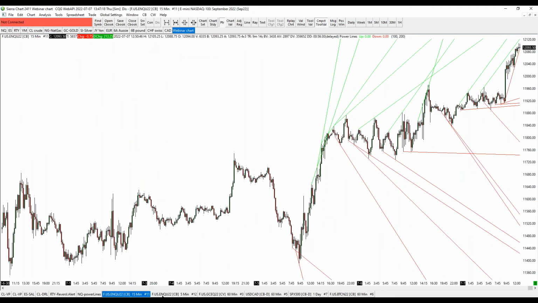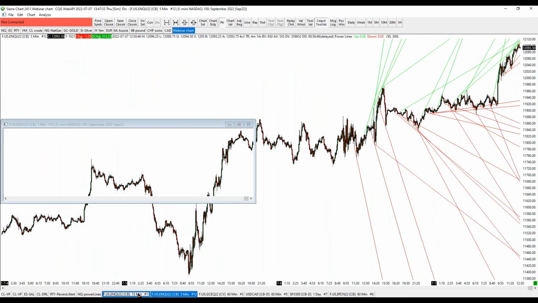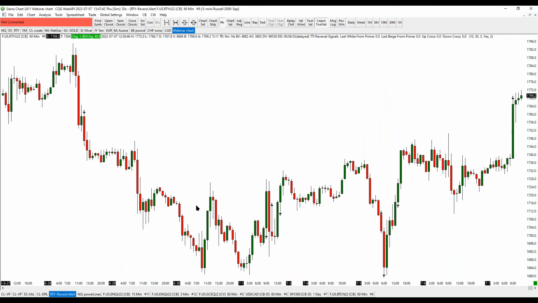Oh, by the way, going back to the power lines, the basic use is possibly if you're scalping on a 60-minute chart. See the power lines, see how they're intersecting here, on 5 minutes or 15 minutes. So you have to watch three charts and you can basically just use them, right? But let's go to reversal, the reversal levels.